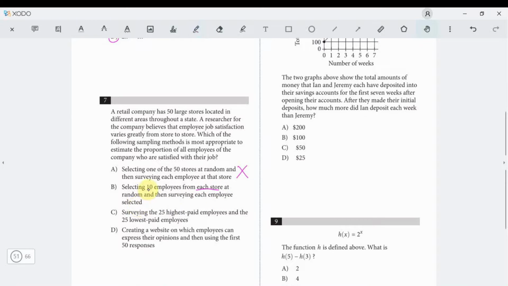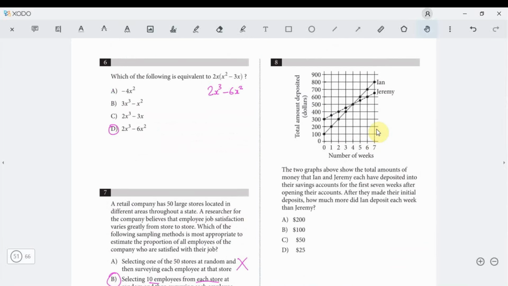Very good. So if you select 10 employees from the 50 stores, it's really 500 people. That way you got a representation of all the different stores, right? So B is fair. This one is most appropriate. Easily. Nice. Okay. Question 8.